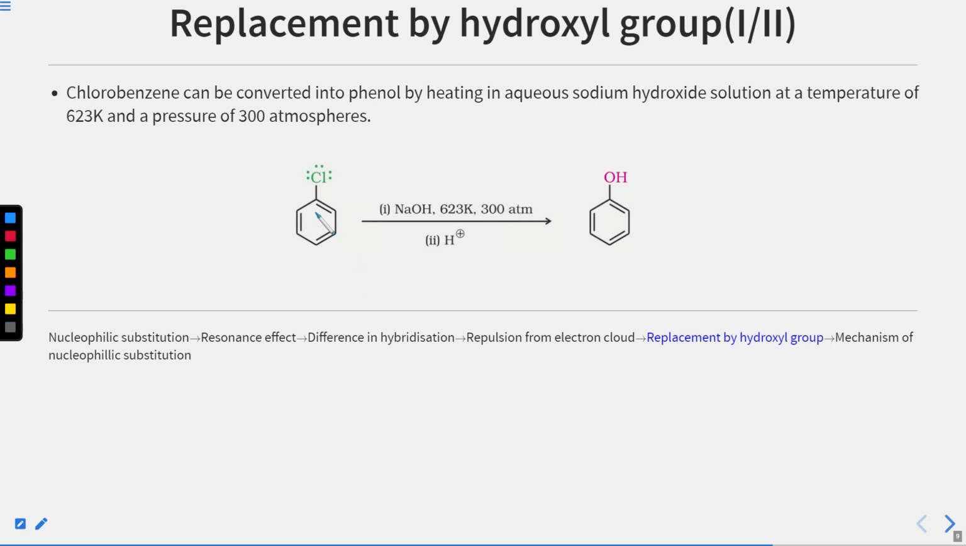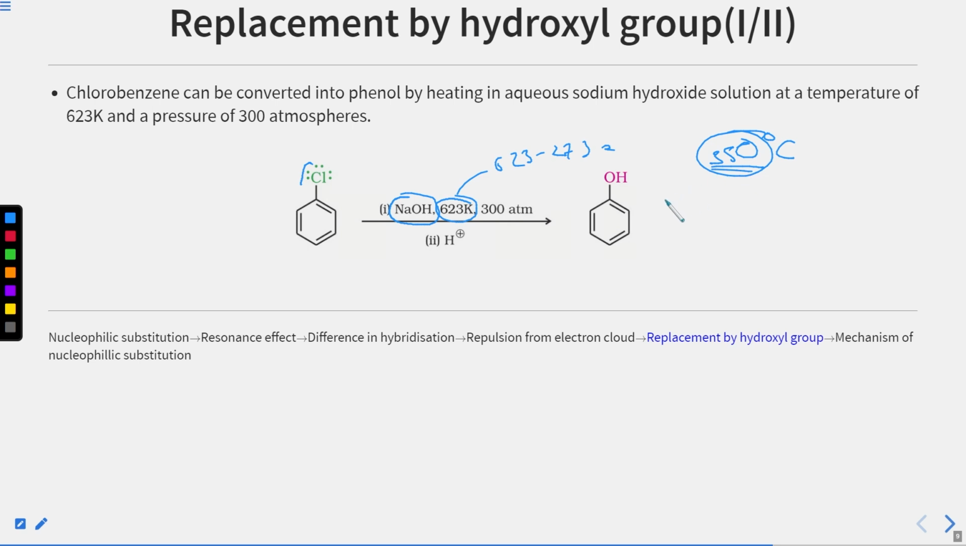Here you can see that we have converted our chlorobenzene to phenol. But if you look at the conditions here, we have used really harsh conditions. Basically, we have used aqueous NaOH at 623 Kelvin. If you subtract 273 from 623, you will get 350. So you can imagine how high this temperature is. It is 350 degrees Celsius, which is really a high temperature.